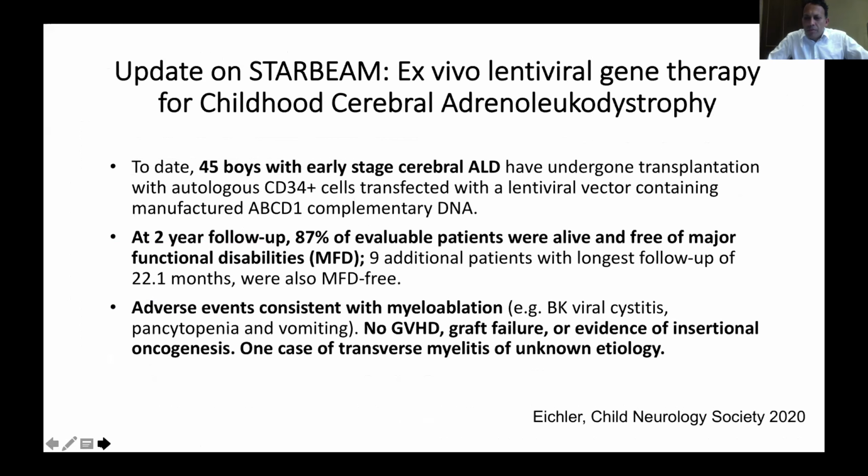So at the time of the Child Neurology Society last year, I reported 45 boys with early stage cerebral ALD having gone through this ex vivo gene therapy. Now we are above 50, and at 2 years, 87% of these patients were alive and free of major functional disabilities. The kinds of adverse events we saw were very consistent with what is seen under conventional bone marrow transplant, namely fevers, transient vomiting, some bladder infections, but no graft versus host disease, no graft failure, and no evidence of insertional oncogenesis. We did have one case of transverse myelitis that we're still following and trying to understand.